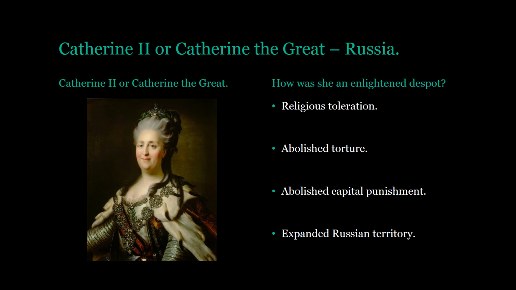Catherine II, or Catherine the Great, was from Russia. Picture her there. And how was she an enlightened despot? Again, religious toleration, abolished torture. She abolished capital punishment. So again, not executing people or killing people for the crimes they've committed. So we're trying to reform the criminal justice system as well. And then she also expanded Russian territory as well.